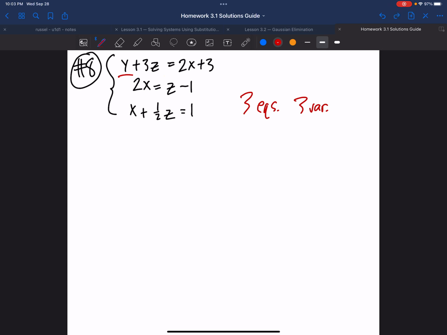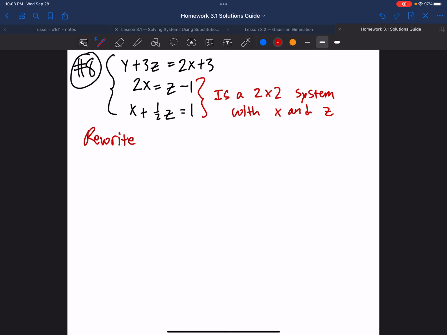But I want you to notice here that this bottom equation is a 2x2 system with x and z. So eliminate one. It doesn't matter, okay? I'm going to rewrite those 2 equations. 2x minus z equals negative 1. I just subtracted this z over, okay? That's what I did. And this is x plus 1/2 z equals 1, okay?